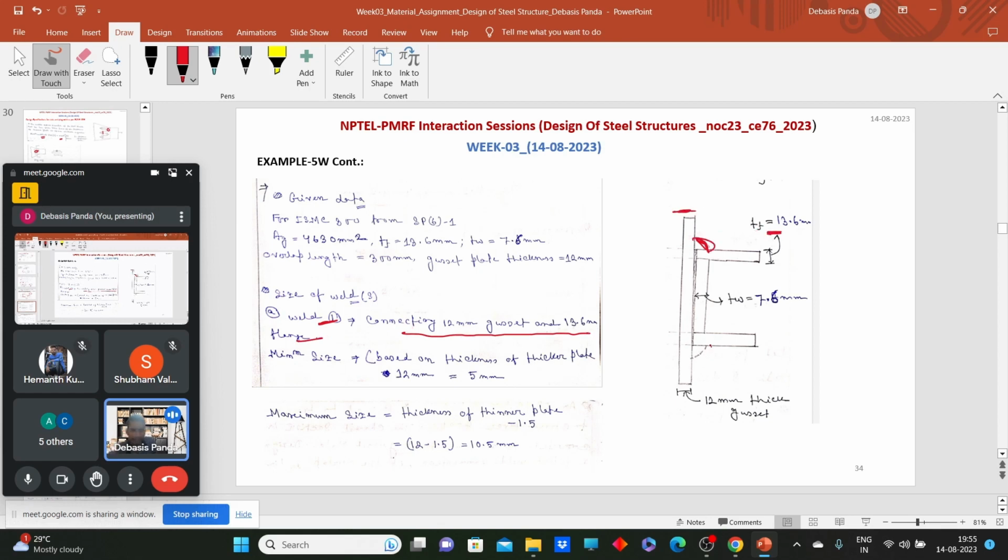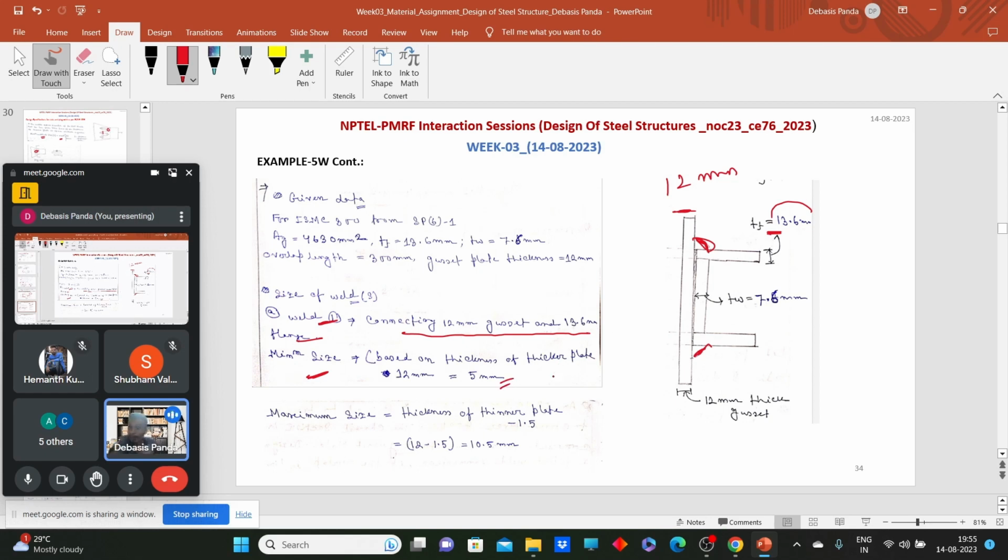So this weld and this weld are the same. What is the minimum thickness of the plate here? It is 12 mm. What is the maximum? 13 mm. Based on the maximum thickness of the plate, what should be the minimum size of the weld? If we have plates from 10 mm to 20 mm, what should be the minimum size of the weld? That table says it's 5 mm.